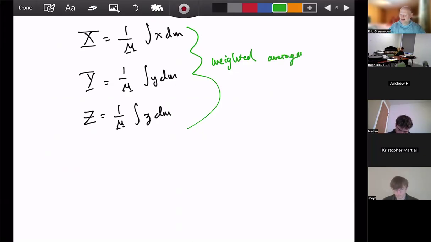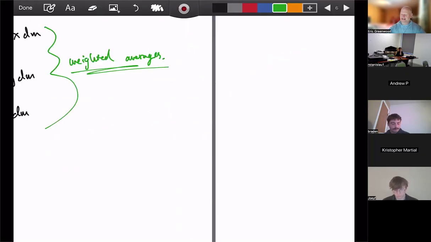And again, depending on what type of symmetry I'm going to have, I'm going to use my different dm's depending on my symmetry. So let's do a couple examples of this. Let's see how this works.